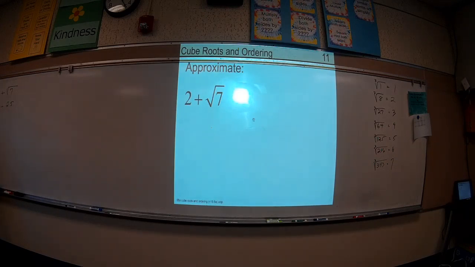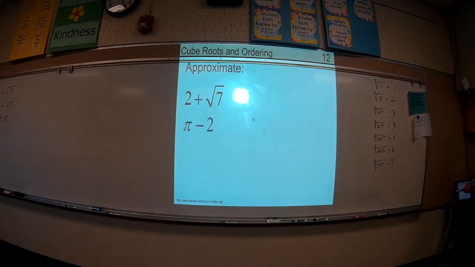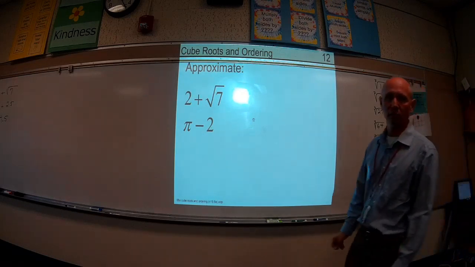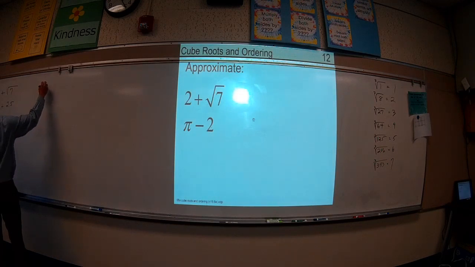So what's 2 plus 2.5? 4.5. That's a quick estimate. Just quick. Sometimes I want to go into the neighborhood and get a little bit better. Sometimes I just want really quick. Let's do another one really quick. Pi minus 2.